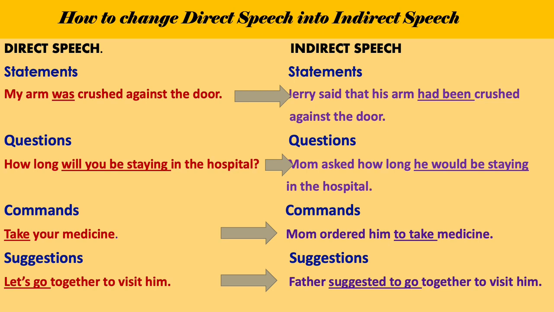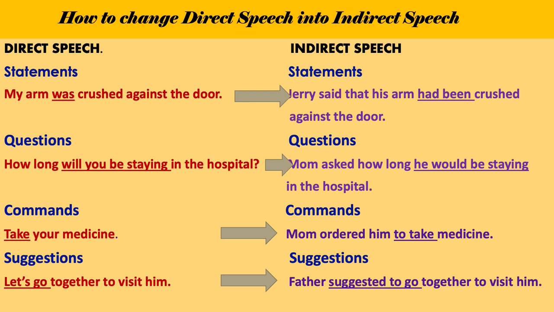Now let's learn more about how to change direct speech into indirect speech. There are four types of reported speech: statements, questions, commands or requests, and suggestions. The changes in word order differ from one category to the other. If it's a statement, there is no change in word order, and the specific word used to combine to the direct speech is "that." For example, in today's telephone conversation, Jerry informs his mom that his arm was crushed against the door. So his mom repeats the same thing to his dad as, Jerry said that his arm had been crushed against the door. As I told you earlier, the past tense should be changed into past perfect tense. Was turns into had been.